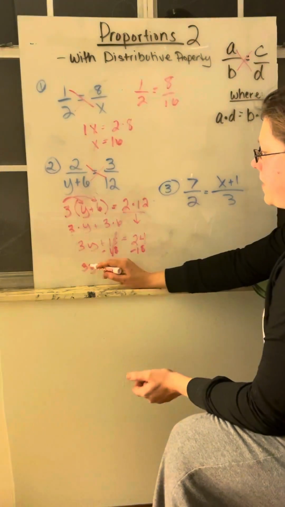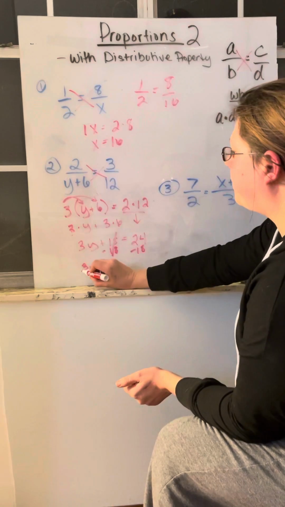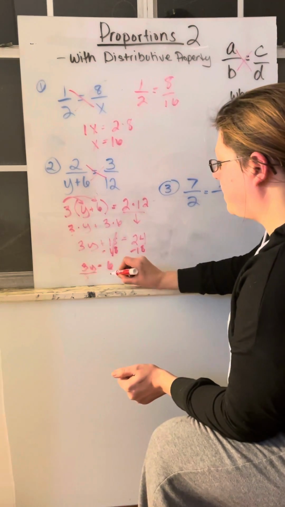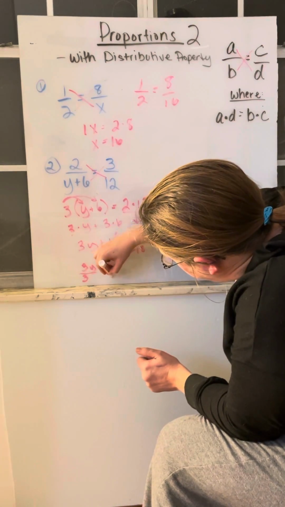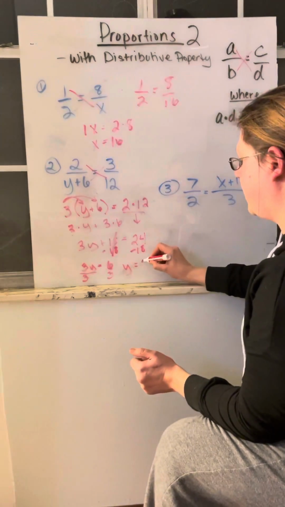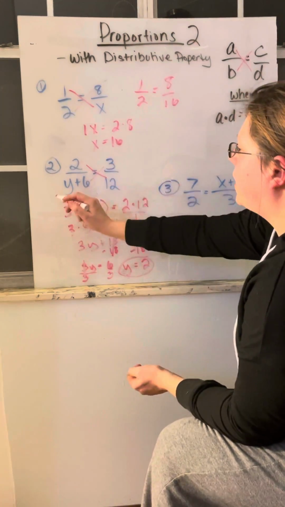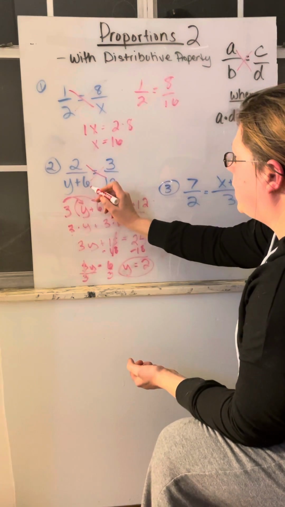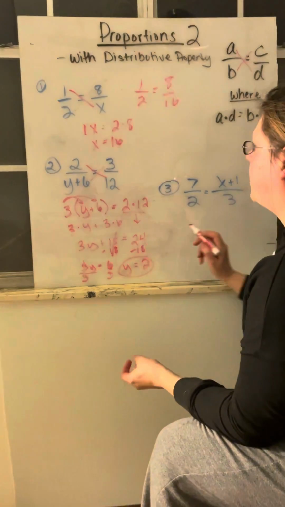My last step, it's 3 times y equals 6. So I still need to figure out what y is. So I'm going to divide both sides by 3. And then y equals 2, because 6 divided by 3 is 2. That cancels, and that's what it is. And it checks out. So y is 2, 2 plus 6 is 8, and then 2 over 8 should be equivalent to 3/12. They are equivalent fractions.